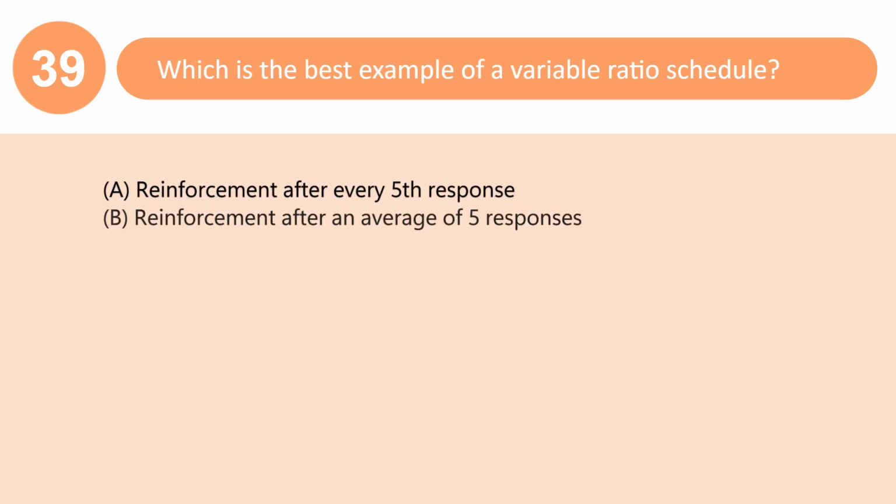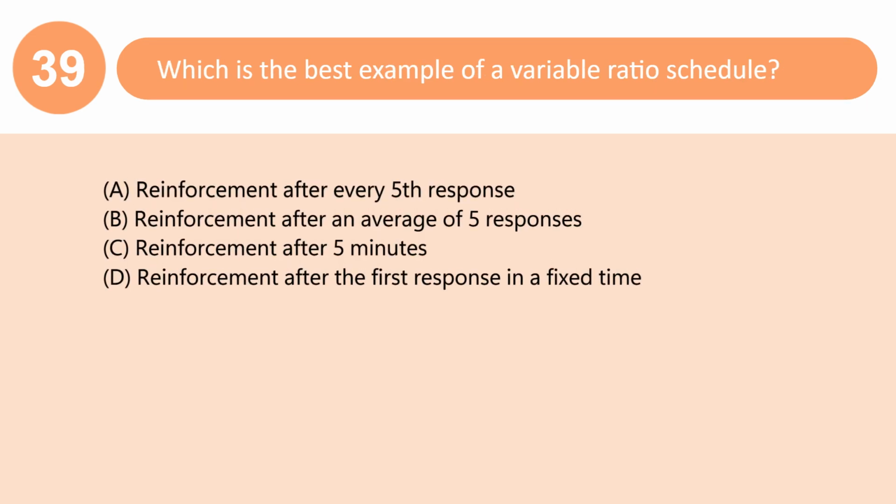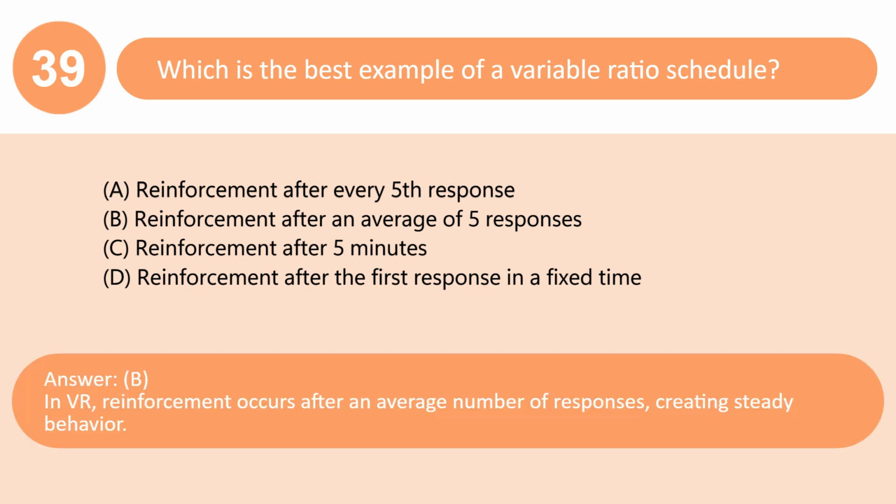Which is the best example of a variable ratio schedule? A. Reinforcement after every fifth response. B. Reinforcement after an average of 5 responses. C. Reinforcement after 5 minutes. D. Reinforcement after the first response in a fixed time. Answer: B. In VR, reinforcement occurs after an average number of responses, creating steady behavior.